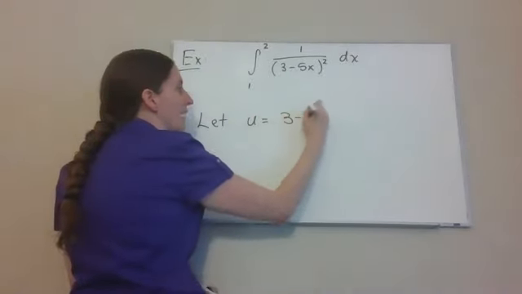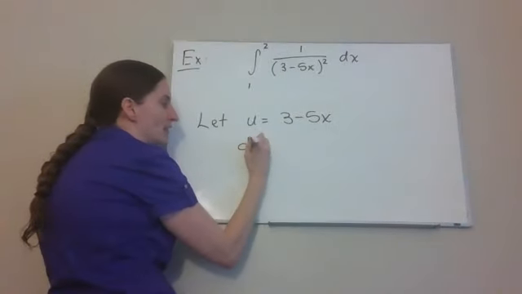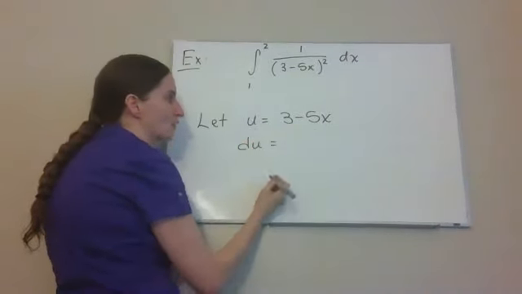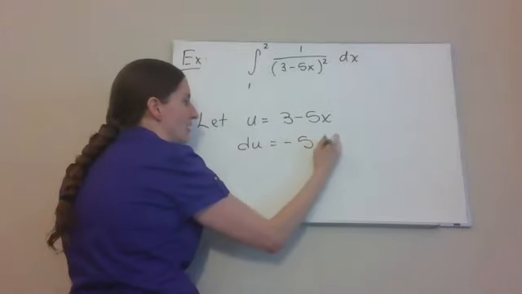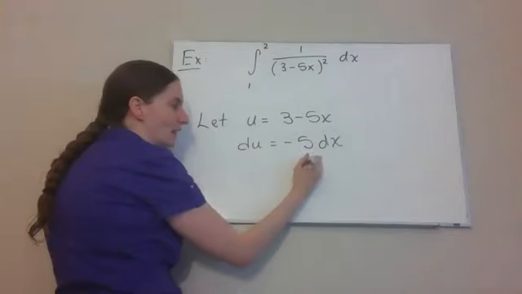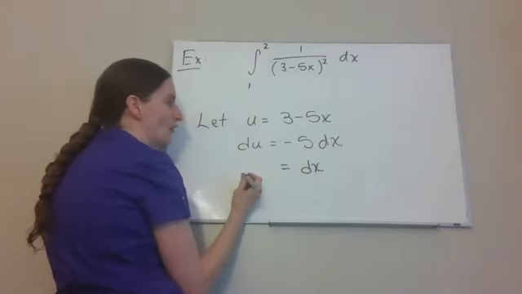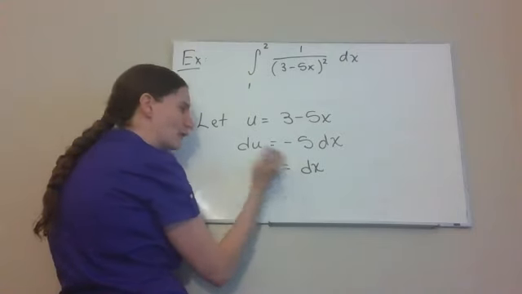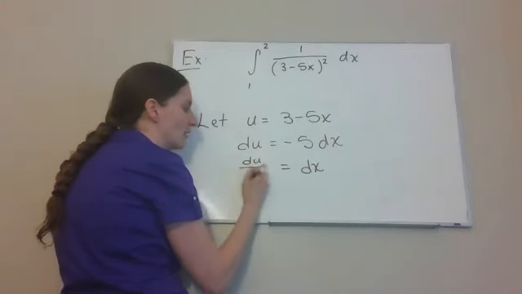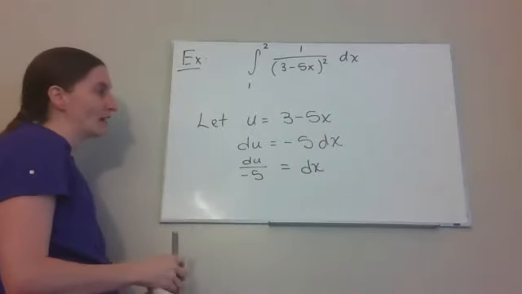equal 3 minus 5x. And then remember we find du by taking the derivative of our u and multiplying by dx. And the last time that we did substitution, we solved for our du a lot, or solved for our dx a lot of the time. So I get du divided by -5 is equal to dx.